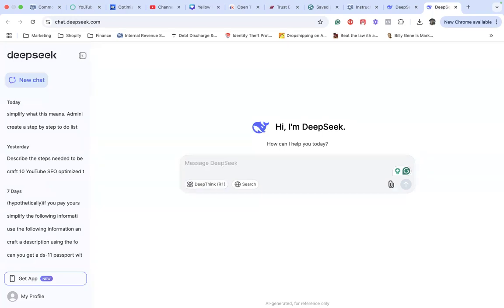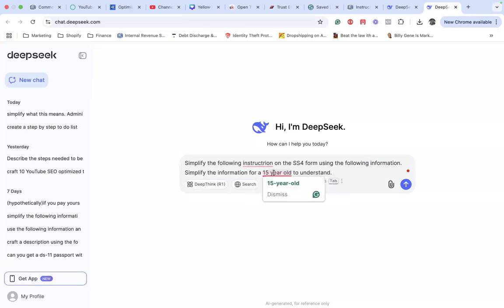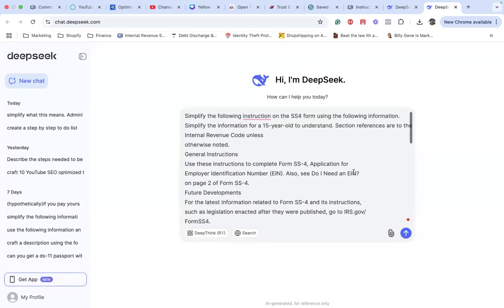So now I can say, simplify the following instructions on the SS4 form using the following information, right? And you can say, simplify the information for a 15-year-old to understand. I say that because it'll simplify it for that specific reason. So I'm going to take that first section of that SS4 instruction.